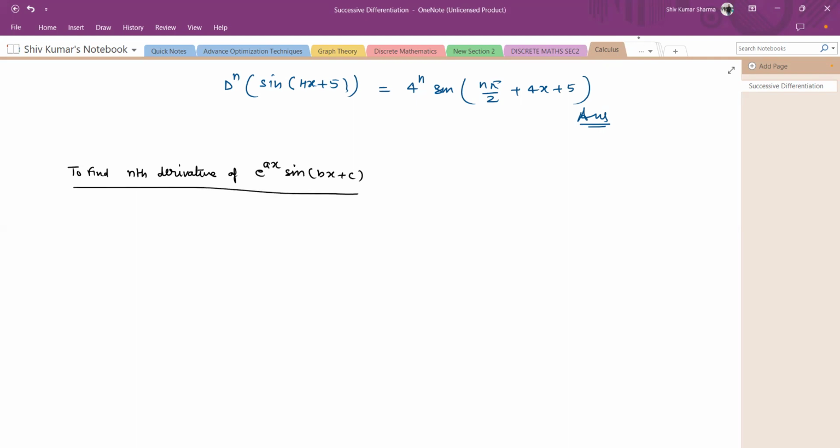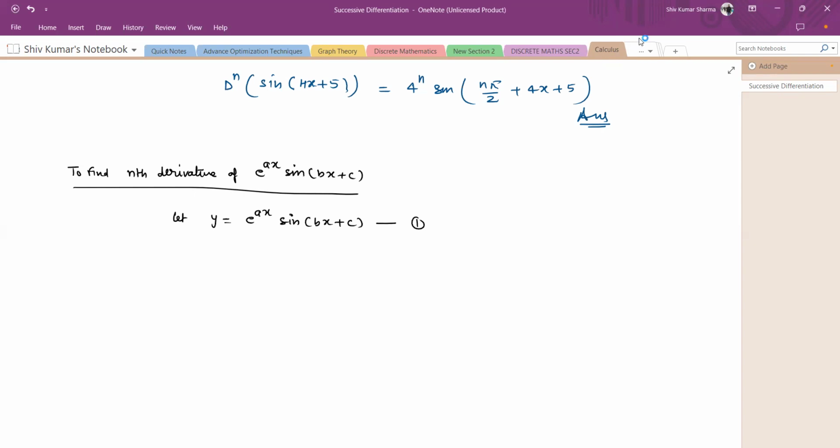So first we obtain the nth derivative of e raised to the power ax sine(bx + c), then e raised to the power ax cos(bx + c). So now we write down, let y is equal to e raised to the power ax sine(bx + c). So this is our equation number 1. Okay, so y is a function of x.